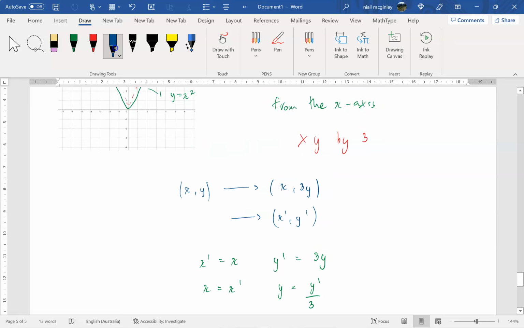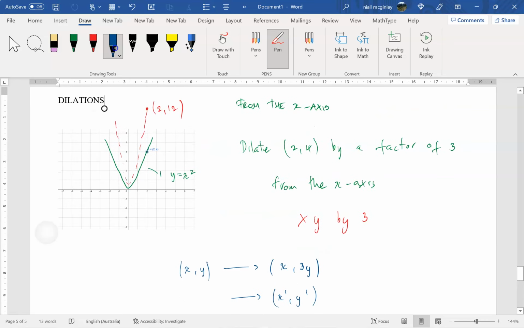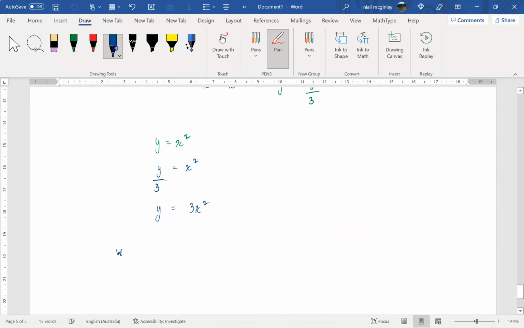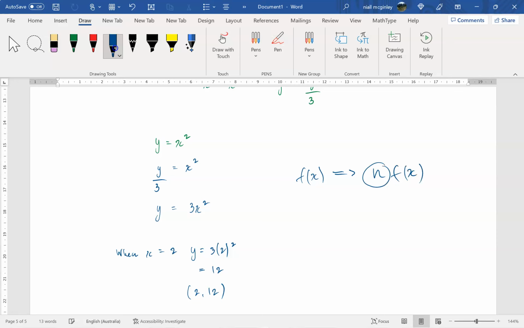Now we can look at this point. When we transformed that point with the dilation of 3 from the x-axis, it became (2, 12). Let's ensure (2, 12) lies on this function. When x equals 2, y equals 3 times 2 squared, 3 times 4, which is indeed 12, so that point lies on our new function. So when you have a dilation from the x-axis of factor n, f(x) turns into n times f(x). You always multiply the function by whatever the factor is.